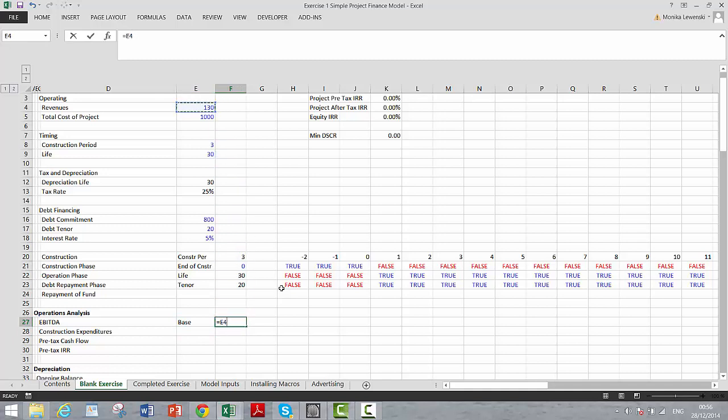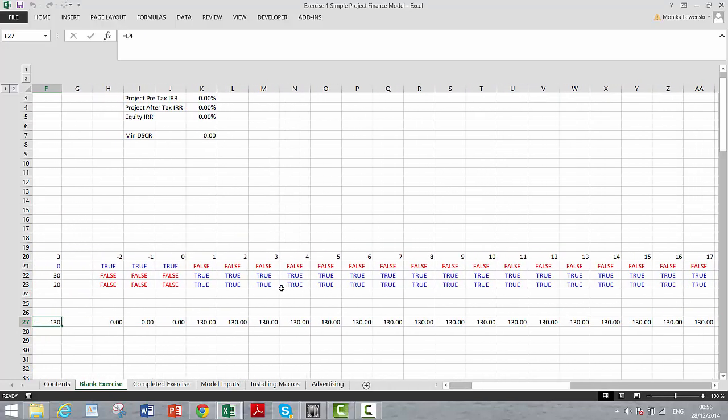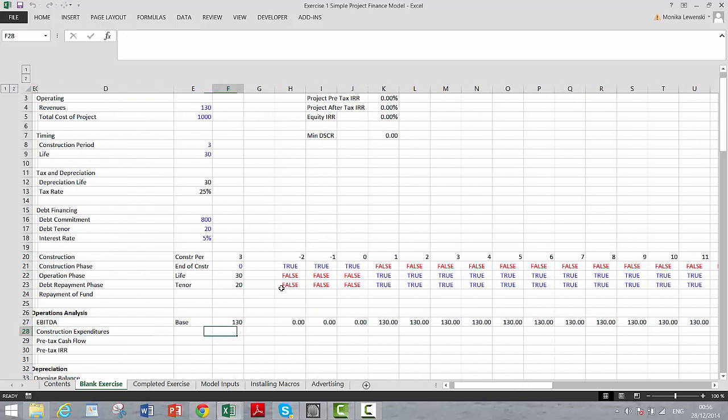Of course, we have a whole file on this. Now, whenever you take something from our little column, lock it, and then we're going to multiply that by the operation phase. So it stays in there and then goes to 0. Okay, and for the construction expenditures, we'll put the cost.